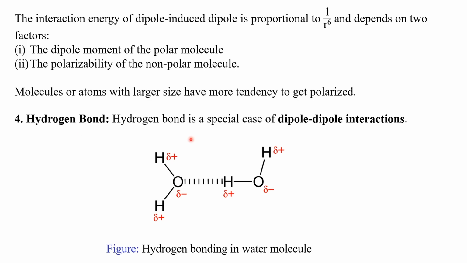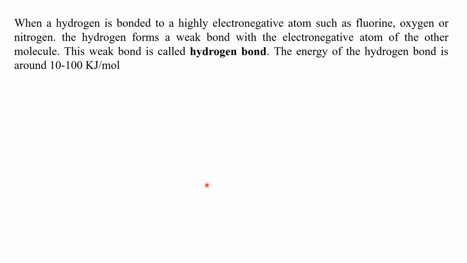Then hydrogen bond. A hydrogen bond is a special case of dipole interactions. Here we see water molecules. Hydrogen atoms in water molecules are delta positively charged, and the oxygen atom is delta negatively charged. This delta negative oxygen attracts the delta positive hydrogen of another water molecule, so they form a kind of bond. This is called a hydrogen bond. When a hydrogen is bound to a highly electronegative atom such as fluorine, oxygen or nitrogen, the hydrogen forms a weak bond with the electronegative atom of another molecule. This weak bond is called a hydrogen bond. The energy of the hydrogen bond is around 10 to 100 kilojoules per mole.